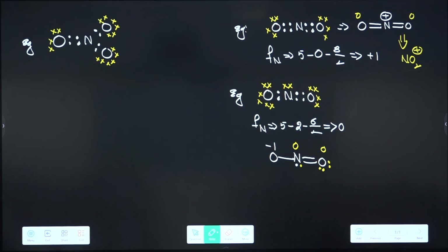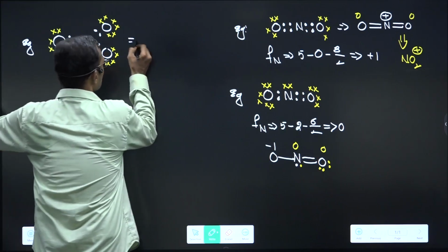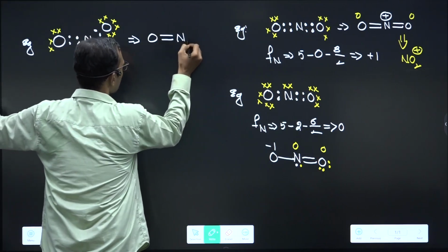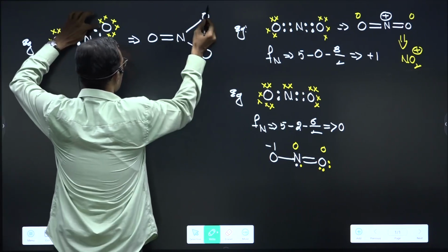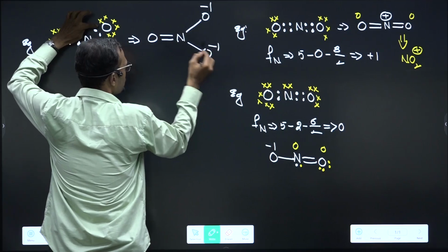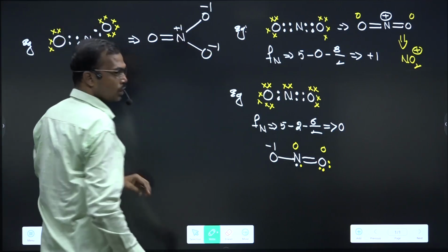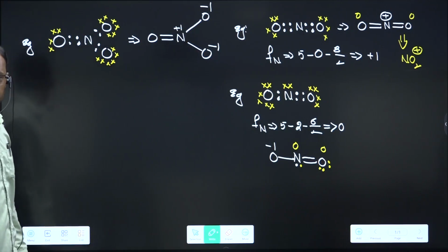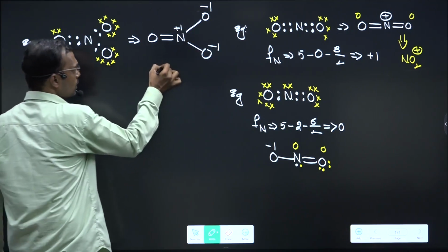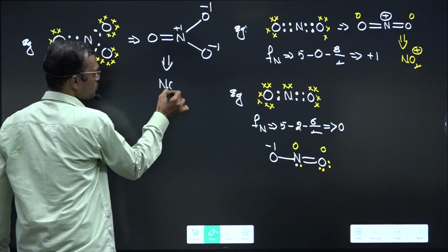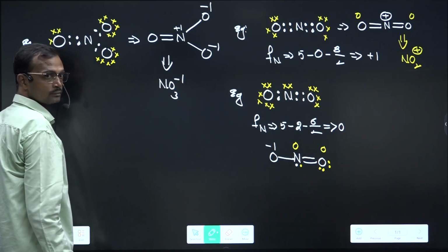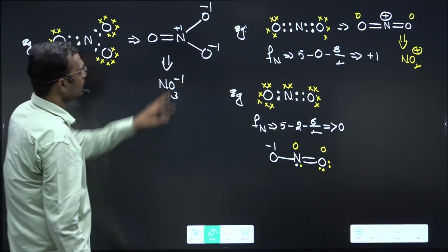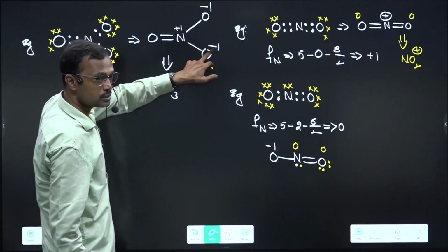Write down the complete structure of this molecule. So can I write oxygen, nitrogen double bond? Then this oxygen single bond, this oxygen single bond. And here, is it -1? -1. And here, -1. This one, +1. Now what is the overall charge of this molecule? If I condense this molecule, can I write NO3 -1? Is it NO3 -1? Plus and minus cancel, only -1 is left.